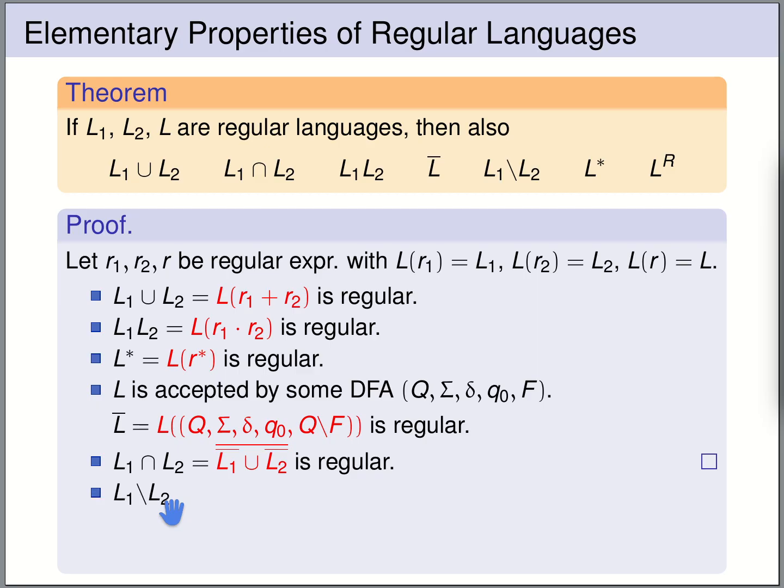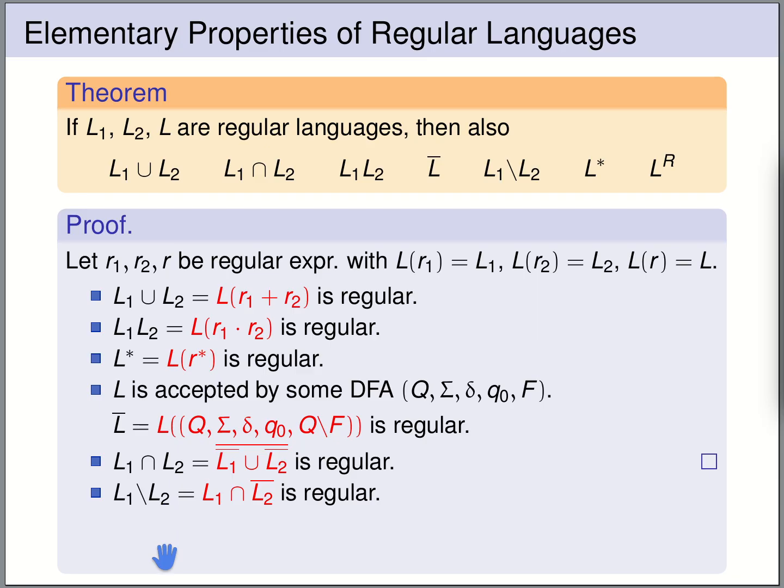And we can do the same trick for the difference. The difference of L1 and L2 can be expressed using intersection and complement. It is the intersection of L1 with the complement of L2. And again, we know now that the intersection preserves regularity and the complement does. So the expression on the right is a regular language. Therefore, we have established that the difference of the languages is a regular language.